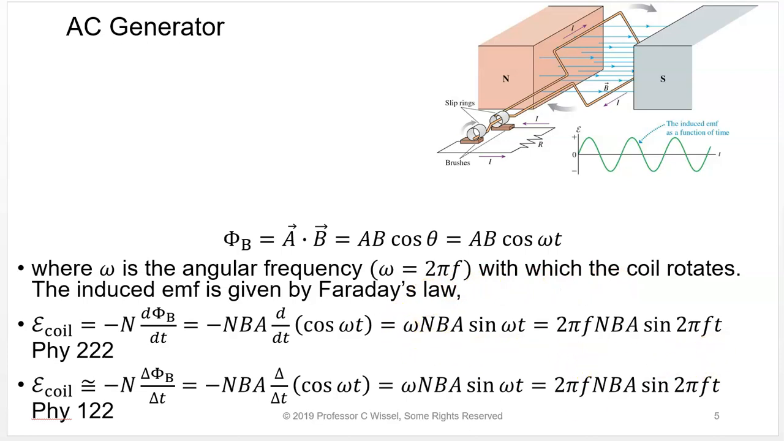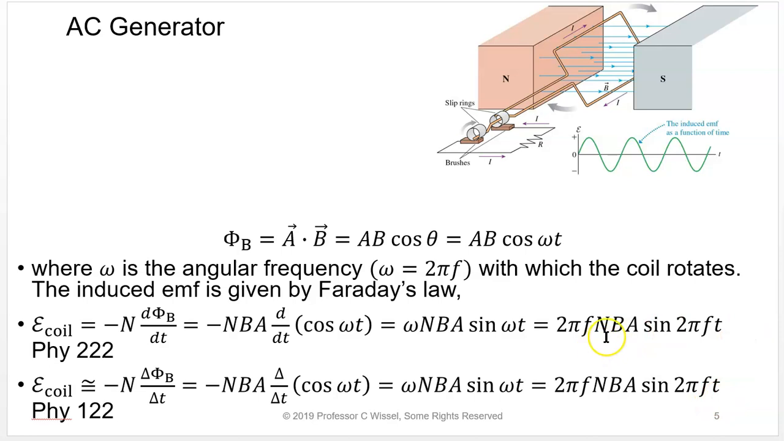Okay, but in case you want to know where it comes from, the EMF of the coil is approximately equal to minus N delta phi B over delta t. And that equals minus N B A delta/delta t of the cosine of omega t. And if you had calculus, you would realize that that would equal omega times N times B times A times the sine of omega t. And we can rewrite that as 2 pi f times NBA times the sine of 2 pi f t.